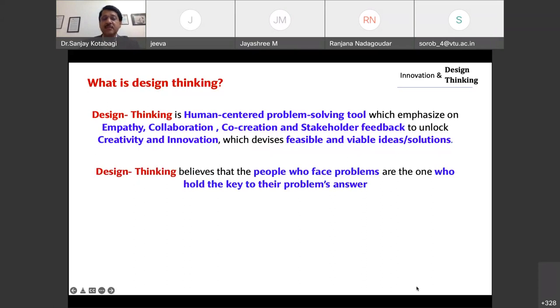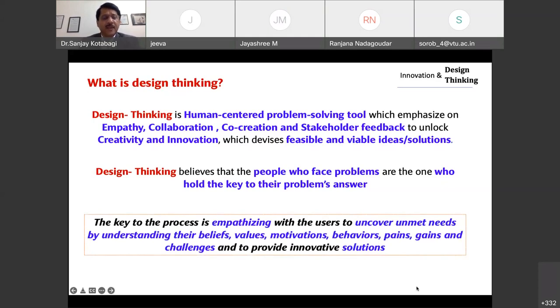Then it believes that people who face problems are the ones who hold the key to their problems and answers. They know the solution, but they will not be able to do it because of some constraints, some issues, so the people who really understand their pain points will be able to provide the solution. The best example is the incubator, right? They knew that they needed an incubator which would cost very little. The solution was with them. The people who were suffering knew the solution, but they were unable to get it. So that's where the role of the designer, the role of the innovator comes, who would really understand the pain points and then design accordingly and provide the product or solution.